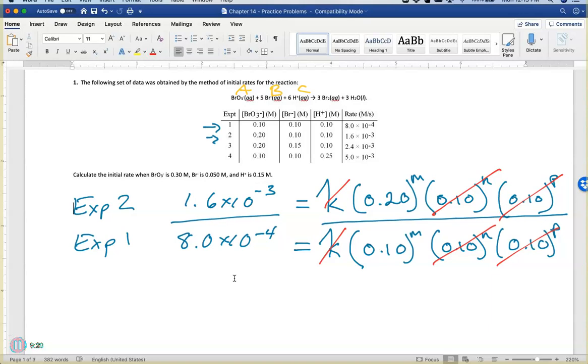So I'm going to switch colors to try to keep work organized. If we do 1.6 times 10 to the negative third divided by 8.0 times 10 to the negative fourth, we'll get the number 2.0. Everything else cancels out. We're left with 0.20 to the mth over 0.10 to the mth.